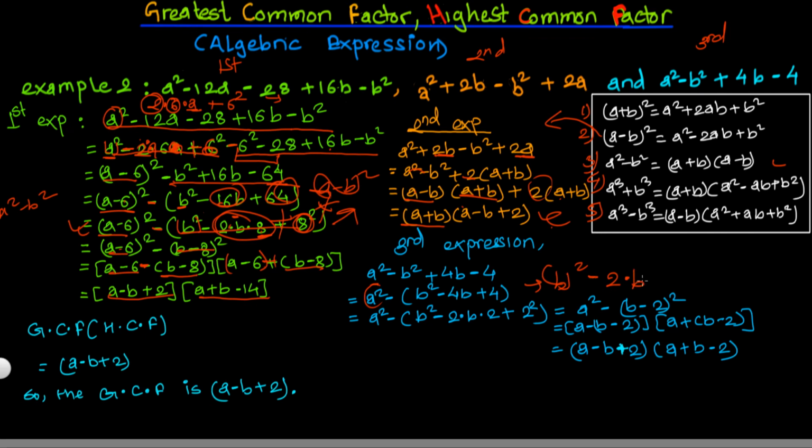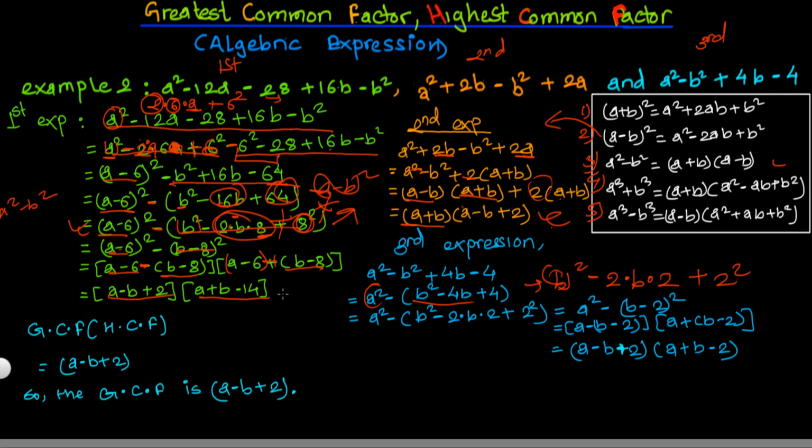My b is b, or in fact this b, and I can multiply it again by 2, and the 4 I can write as 2 square, so this is nothing but b minus 2 whole square, this term over here. So a square minus b minus 2 whole square. Similarly, we can use the a plus b, a minus b formula over here to get a minus b minus 2, whereas a plus b minus 2 will be over here. On simplification, I get a minus b plus 2, a plus b minus 2.